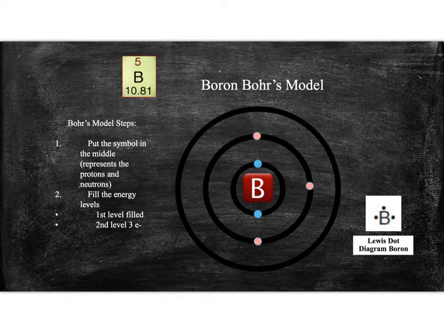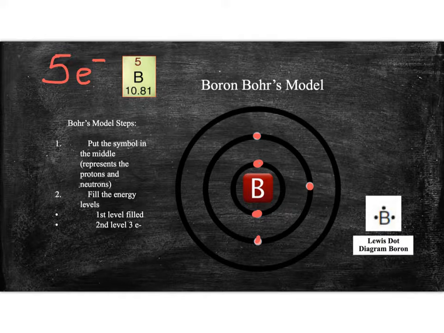Boron, we said, has 5 electrons. So we need to have 5 different dots on this Bohr's model diagram. We're going to put the first 2 dots on the first energy level, and then we're going to put 3 dots on the second energy level. Once the inner ring is filled, then you can start putting electrons on the other energy level on the outside.